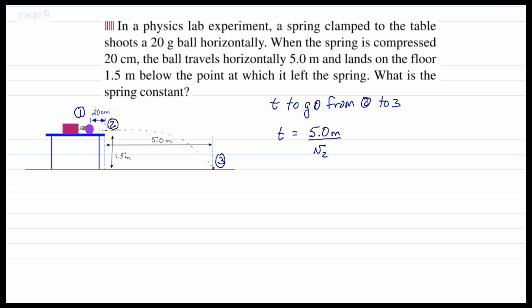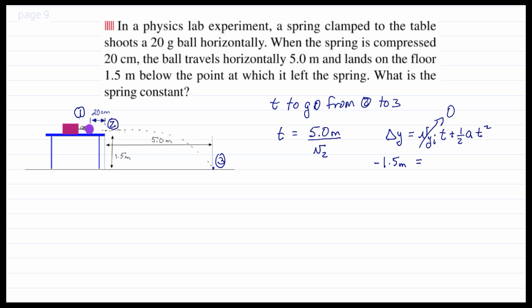Now, we also know that it falls a distance of 1.5 meters. So we can actually solve for the velocity, or the speed at position 2, using another kinematics equation. So in the y direction, our change in y is going to equal our initial y speed times t plus 1/2 times our acceleration times t squared. Delta y in this equation is minus 1.5 meters. Our initial y velocity, speed, is 0.